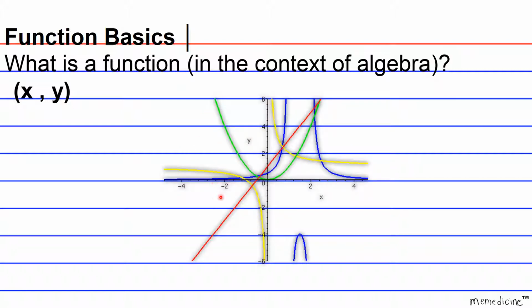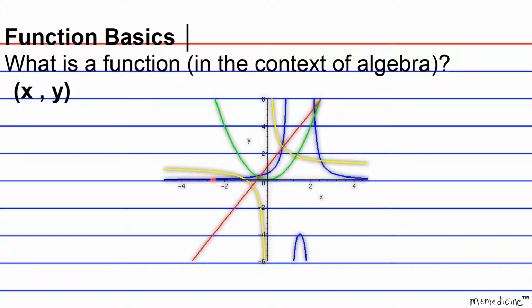So here goes some common parent functions. The parent function here is going to be y equals x, but I think the transformation is going to be plus 1 to about 2.5. So this is y equals x plus 2.5, about. The parent function here is going to be x squared, but of course it's flattened out a little bit.